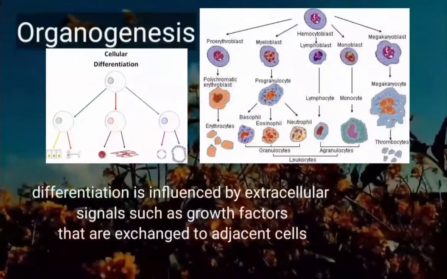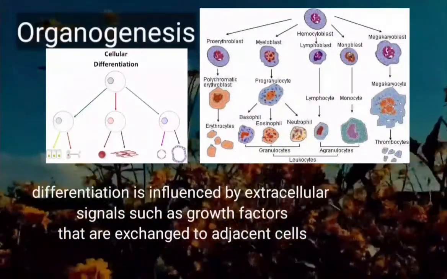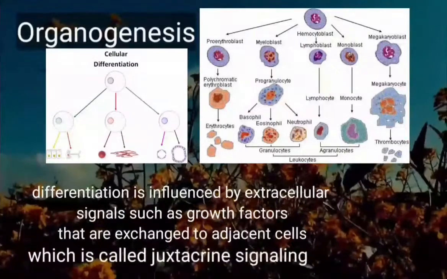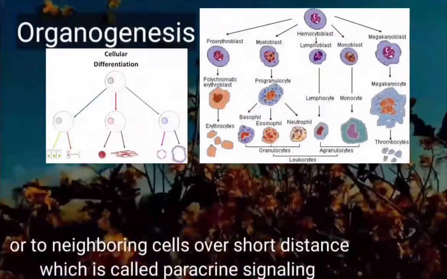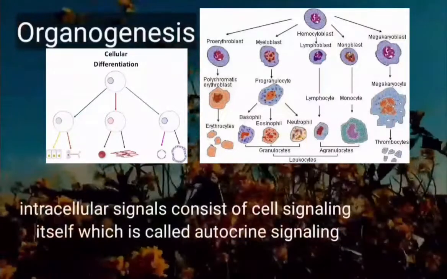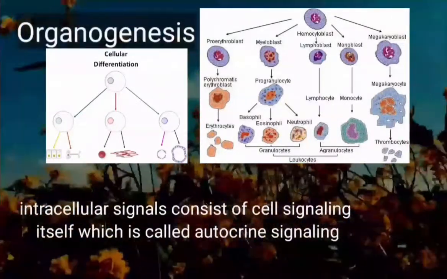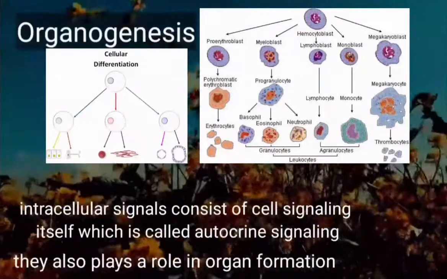Differentiation is influenced by extracellular signals such as growth factors that are exchanged to adjacent cells, which is called juxtacrine signaling, or to neighboring cells over short distance, which is called paracrine signaling. Intracellular signals consist of a cell signaling to itself, which is known as autocrine signaling. They also play a role in organ formation.